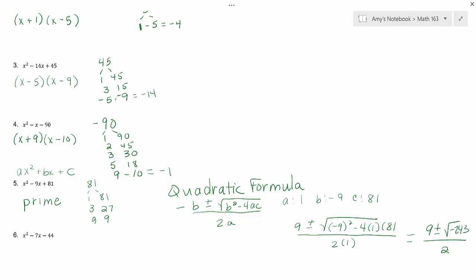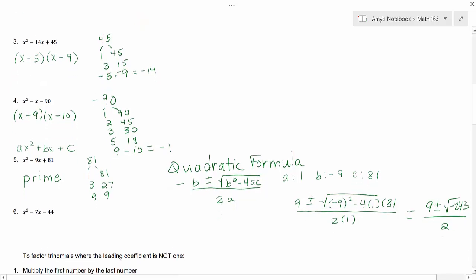Imaginary being the square root of a negative number. It's not going to come out evenly. You can look for what your perfect squares would go into 243. You would try 4 and 9. 9 goes in 27 times. So try 18. That doesn't work. 81 will go into 243.